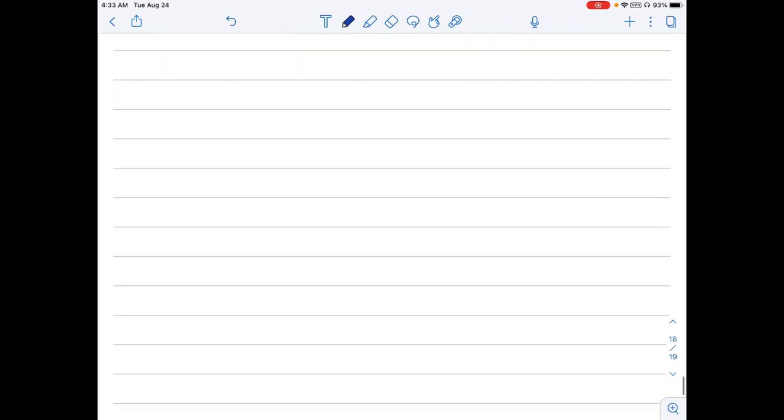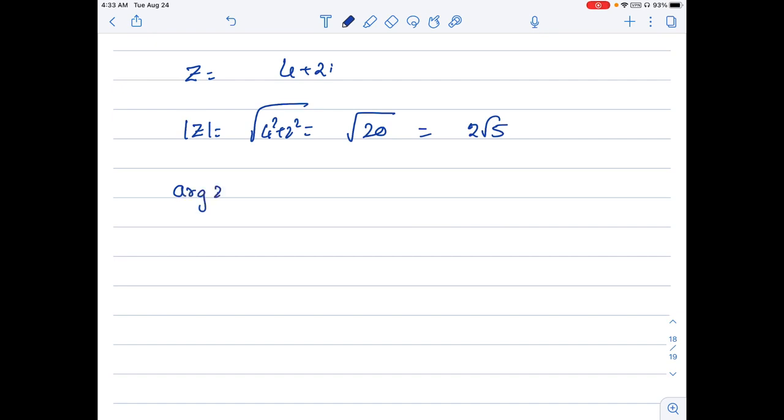So let one of the complex numbers z be 4 plus 2i. What is the modulus of z, which is the square root of 4 square plus 2 square, which is the square root of 20, which is the square root of 4 times 5, 2 root 5. And the argument of z will be tan inverse of 2 upon 4, which is tan inverse of 1 by 2. Okay, so that's the argument.